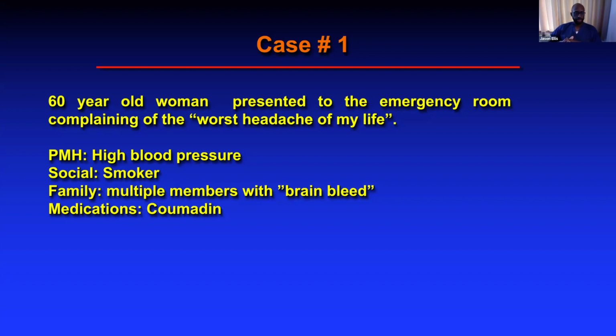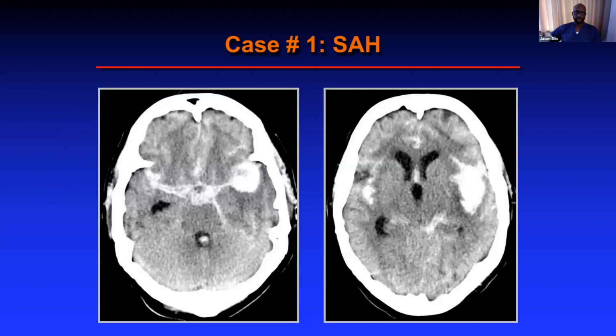So this unfortunate woman has really all the risk factors for having a very particular type of brain bleed. She's got high blood pressure, she's a smoker, she's got a family history of brain bleeding, and she happens to be on blood thinners as well. The CAT scan that was done showed this, and from what we spoke about already, you'll know that this is a subarachnoid hemorrhage. There may even be a small component within the substance of the brain, which we would call an intracerebral hemorrhage. So it's a mixed picture, but predominantly it's a subarachnoid hemorrhage.